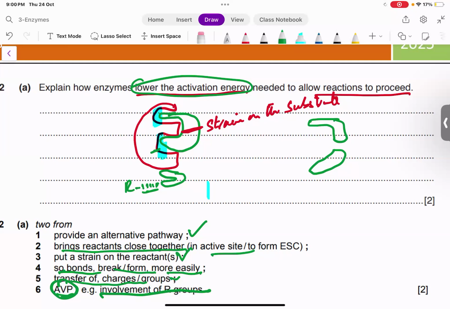Yes, sir. Okay. So that's it for today. In the next class, we'll discuss the rate of an enzyme action and the factors affecting the rate of an enzyme action.